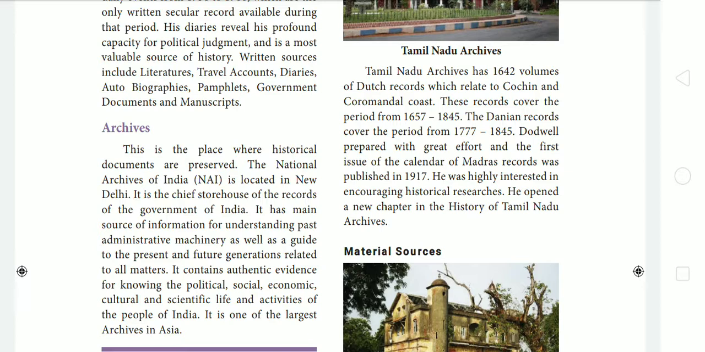It contains authentic evidence for knowing the political, social, economic, cultural and scientific activities that took place among the people of India. It is one of the largest archives in Asia. Which is one of the largest archives in Asia? The National Archives of India.